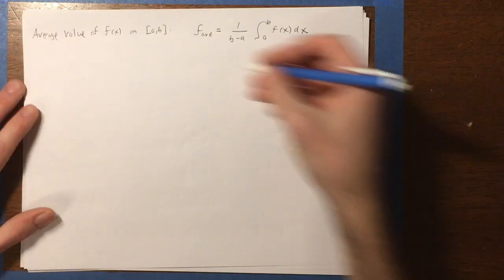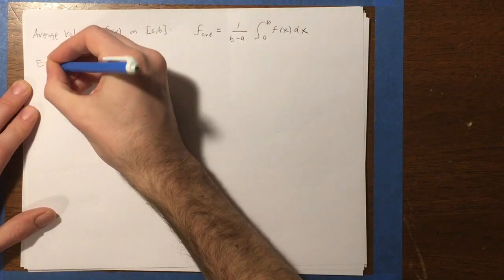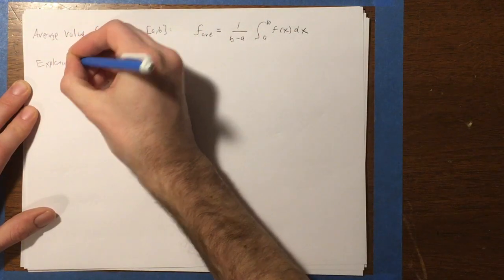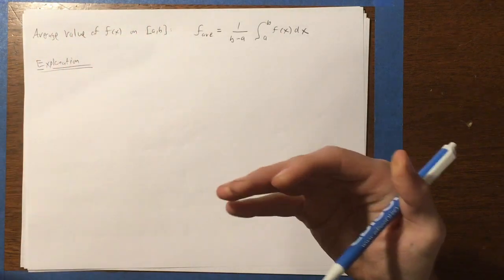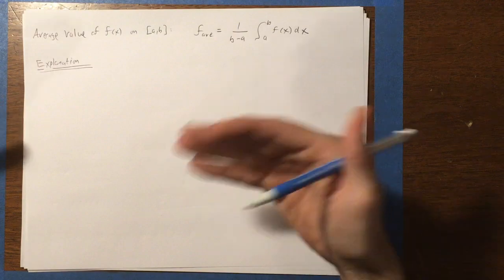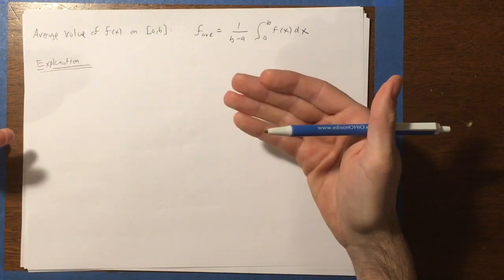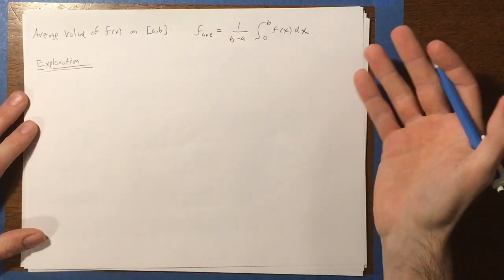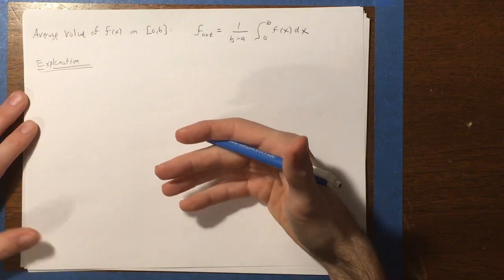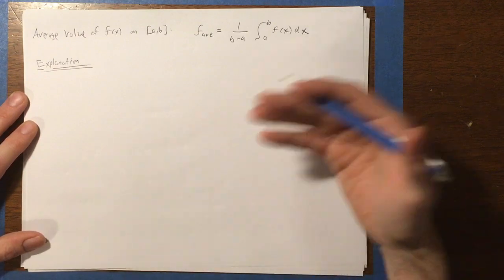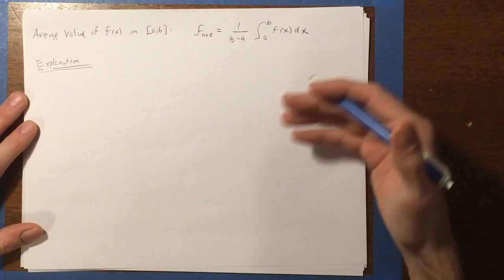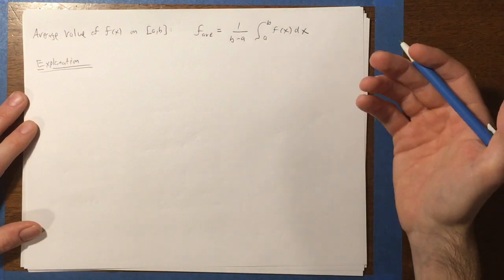So I want to do an explanation. This is not exactly a proof, but it is an explanation of why this is what it is. Okay, so let's think about the average of a bunch of numbers. If you have a bunch of numbers, the average of those is you add them all up and then you divide by how many there are, right? But if you have a quantity which is changing continuously over time and you want to calculate an average, what are you going to do?